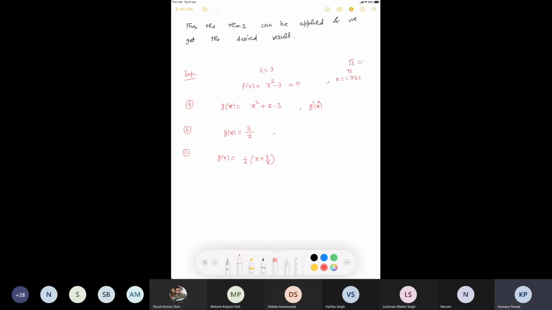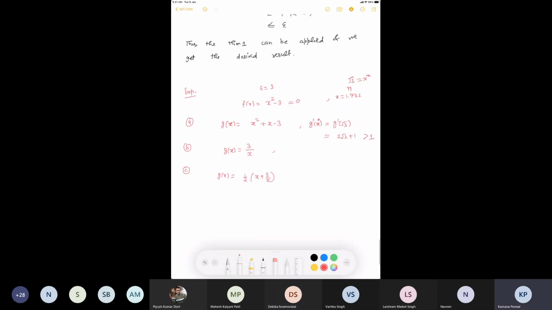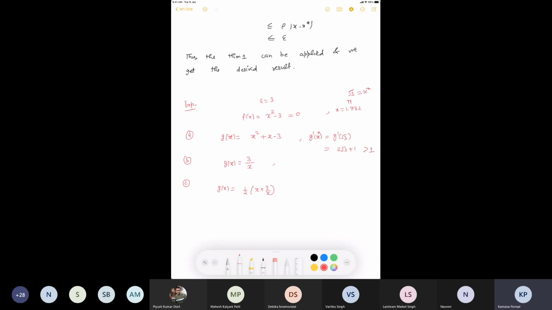This is the x star here. So what is the g prime of the x star in this case? So root 3 plus 1, greater than 1. 2 root 3 plus 1, which you can see is strictly greater than 1, right? So I will also give the argument that if g prime of the x star is strictly greater than 1, in that case the sequence will not converge.